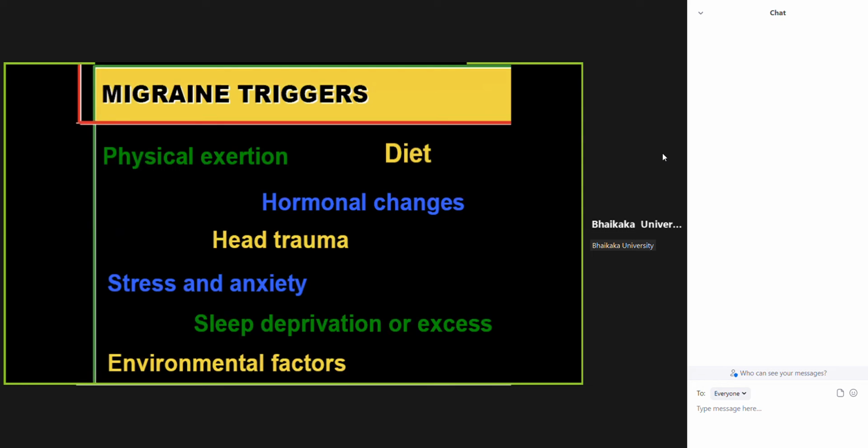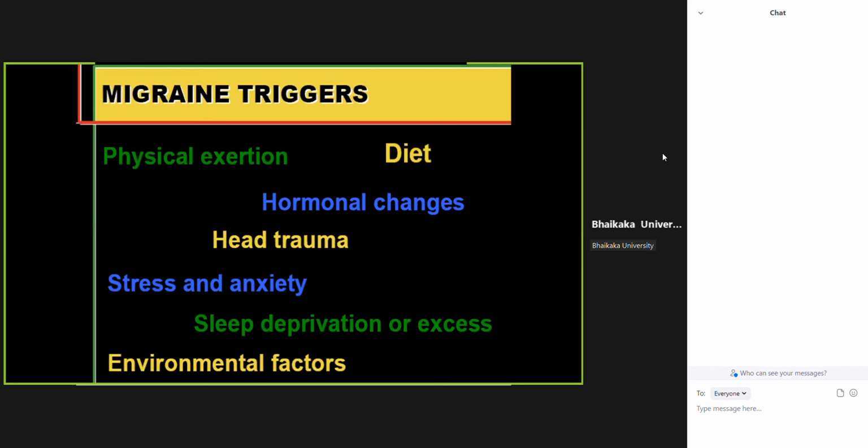Migraine will have some triggering factors. So if a patient has these factors, the patient would develop headache. In other words, just by changing lifestyle, by simply avoiding these triggering factors, we can prevent future migraine episodes. Okay.